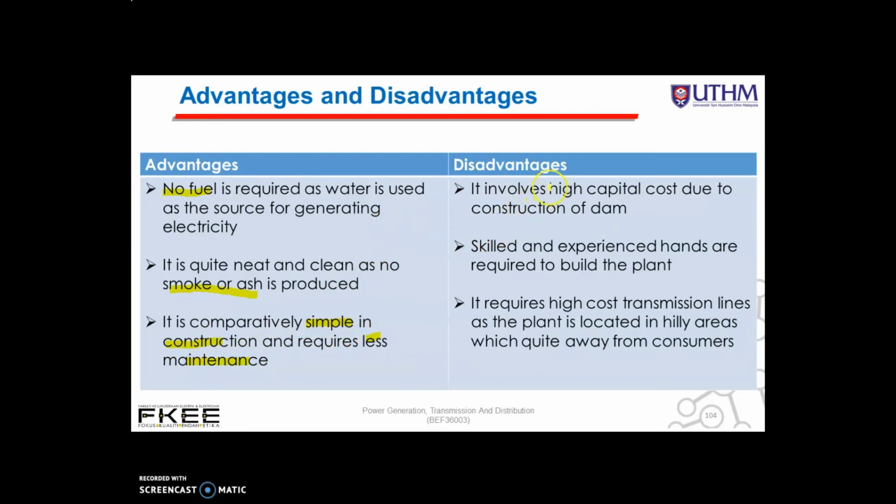However, these are the disadvantages. First, it involves high capital costs due to the construction of the dam. Second, skilled and experienced hands are required to build the plant, and it requires high cost transmission lines as the plant is located in hilly areas which are quite far away from the consumers. So these are the advantages and also disadvantages of the hydropower plant.